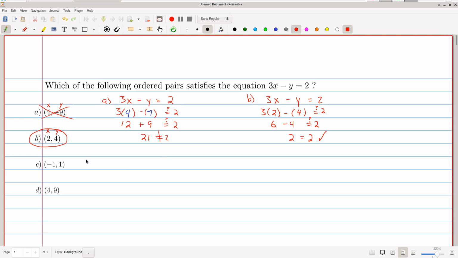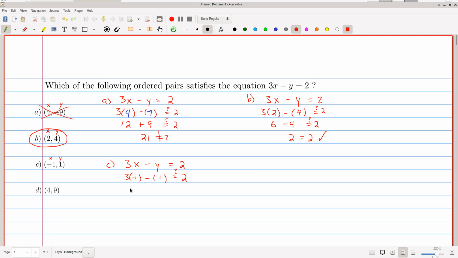But it may not be the only answer. Let's check the other ones also. So for C, again, we'll copy down the equation. 3x minus y is 2. We're going to replace x with negative 1. And we're going to replace y with positive 1. And see if this is equal to 2.